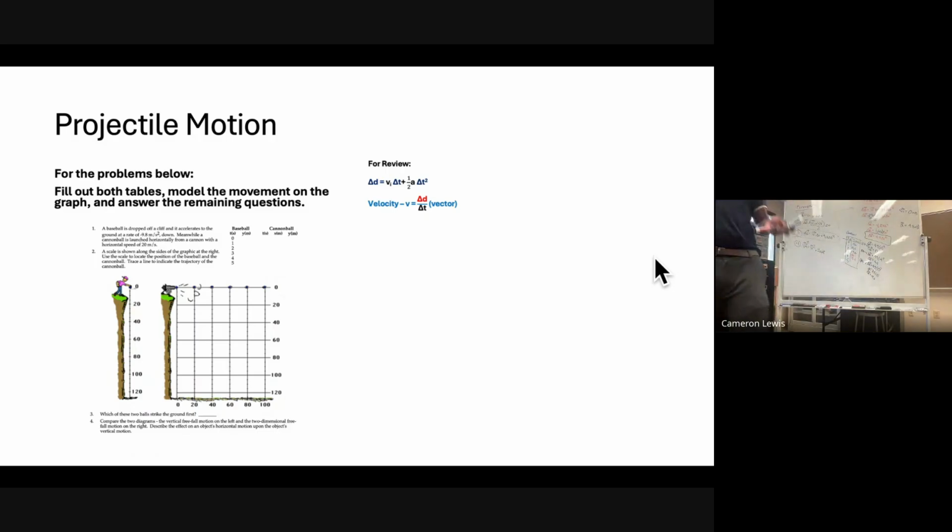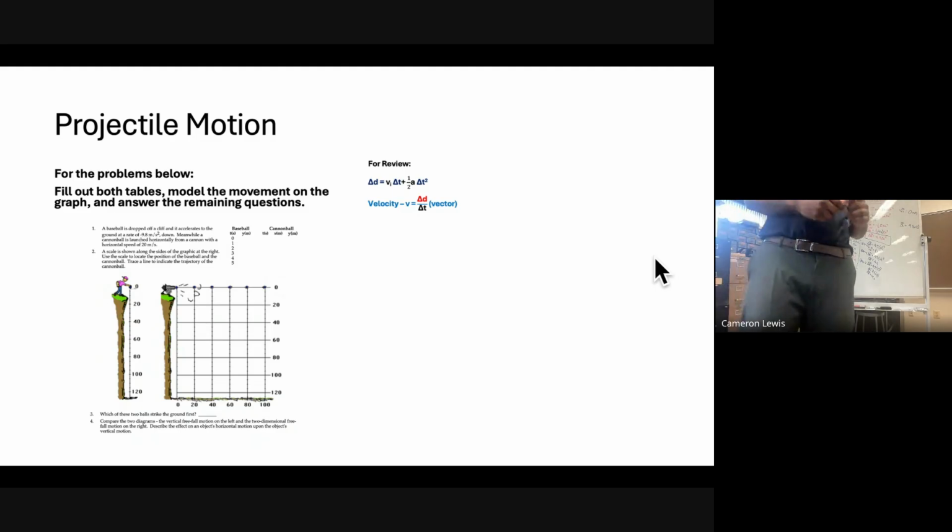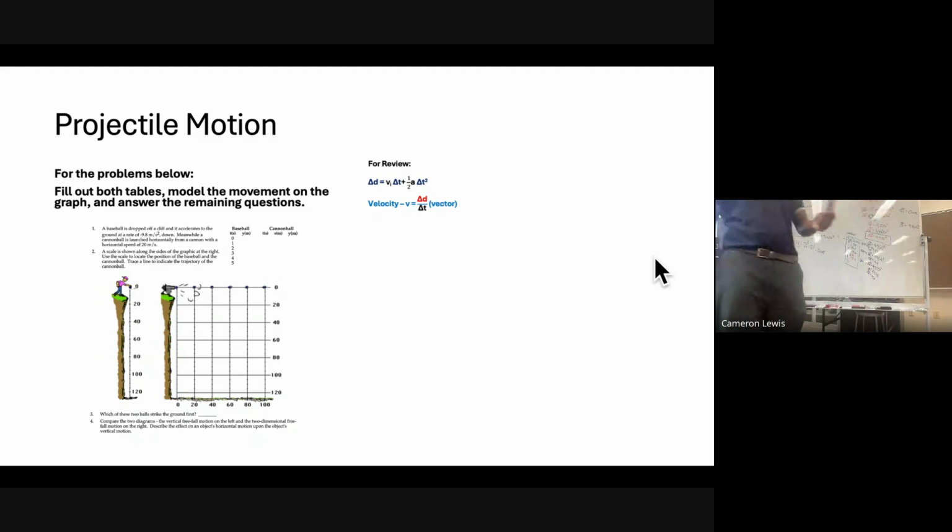Last one, we got 5 seconds. How will we find out for 5 seconds? 4.9 times 5 squared. What is 5 squared? 25. So we got 4.9 times 25, which is how much?